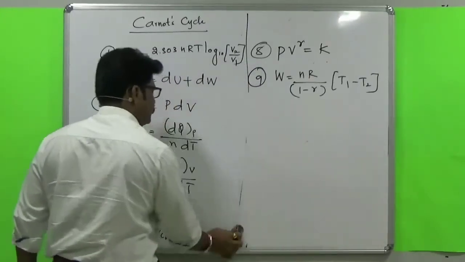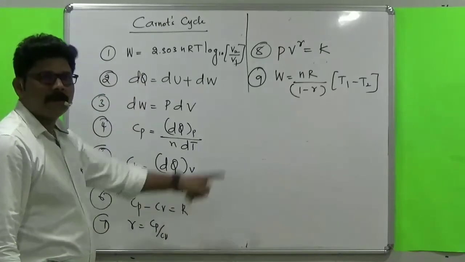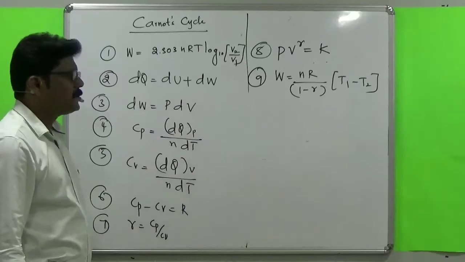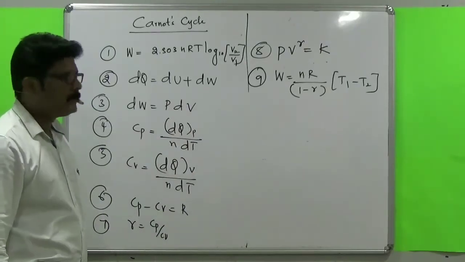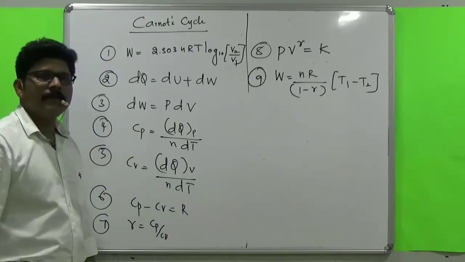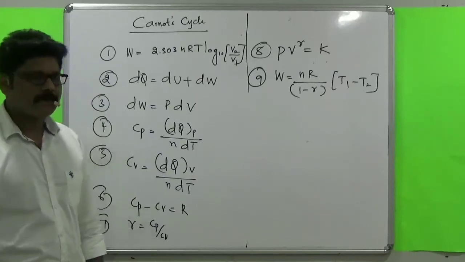And isothermal process, work done in adiabatic process. These are the derivations we discussed. Fine. So next we'll be discussing heat engine. Then we'll start up with Carnot cycle. Is it clear? Just note it down.